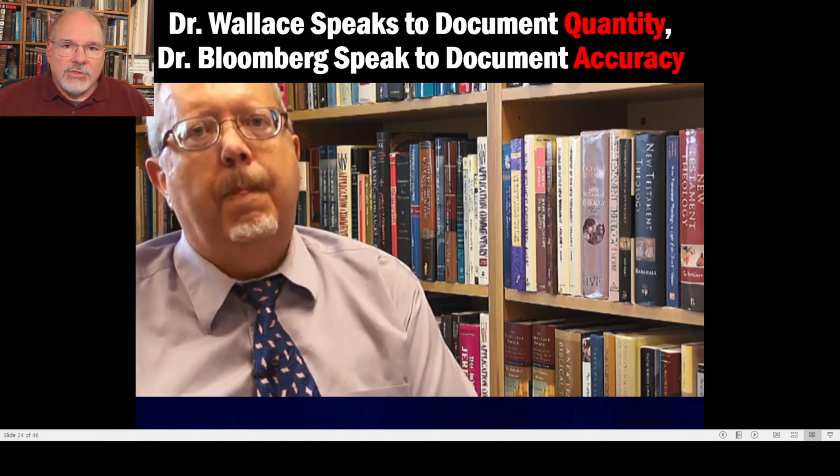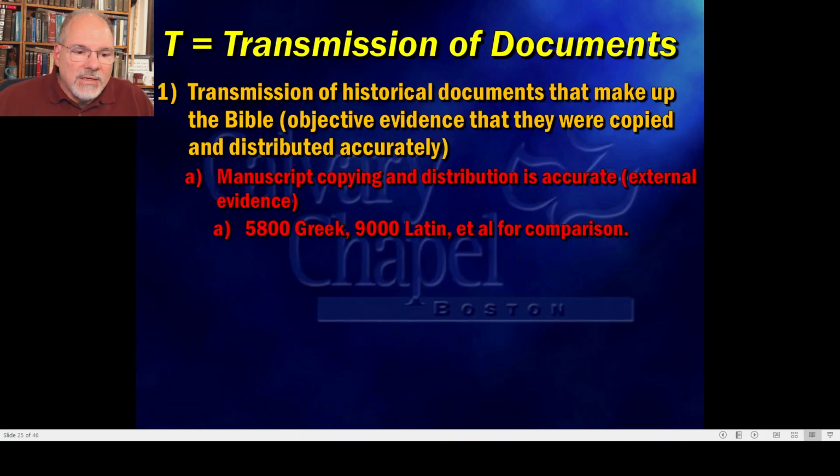So, just so we understand, Dr. Wallace talked about the quantity of documents, and then Dr. Bloomberg talked about the accuracy. So, like Dr. Bloomberg says, that doesn't mean that what they copied, though it was copied accurately, it doesn't mean that what they copied was true. We have to examine it in other ways to make that determination, right?